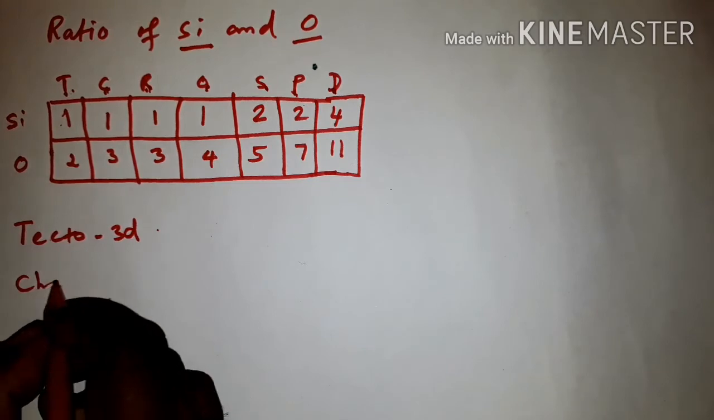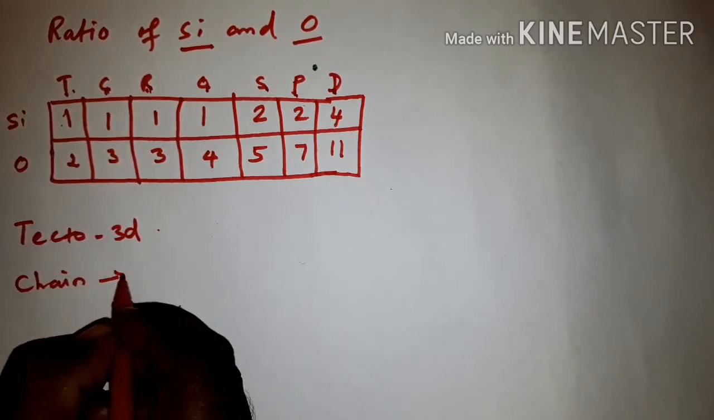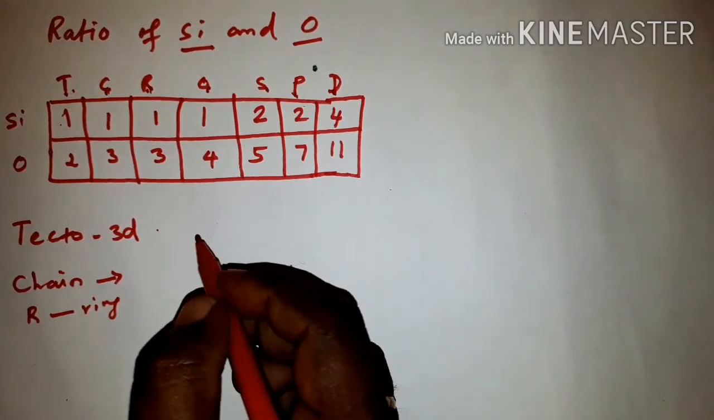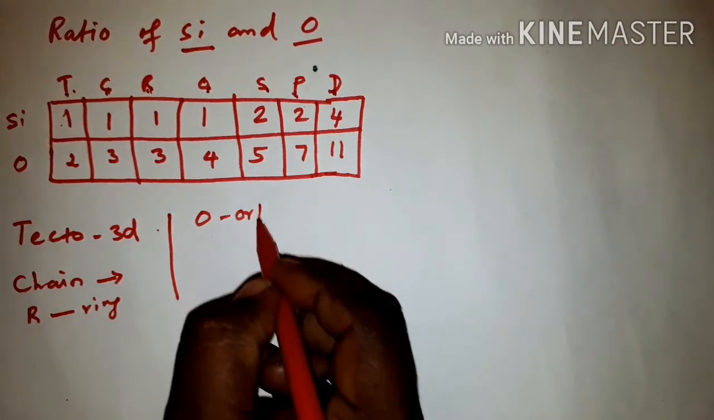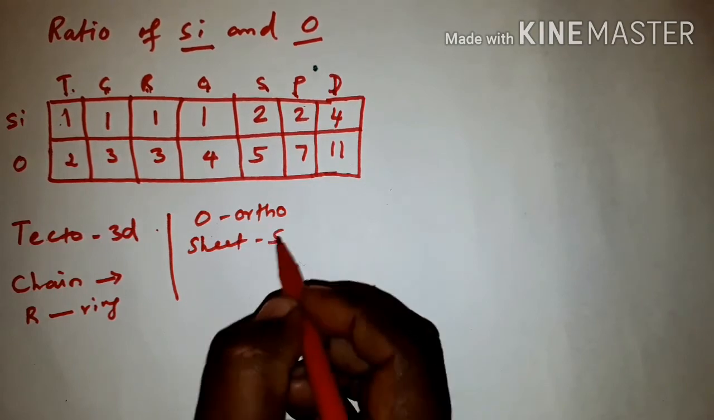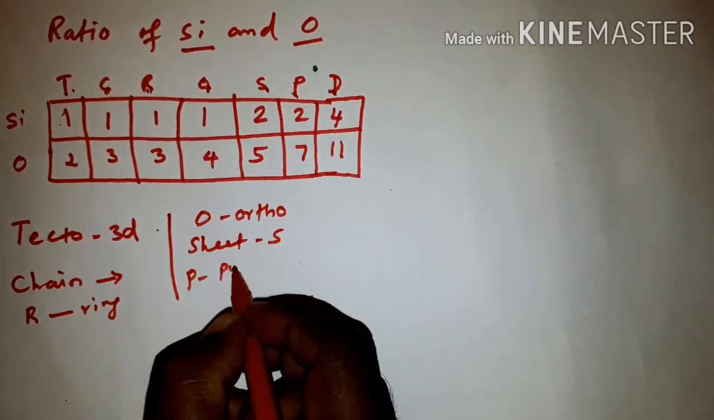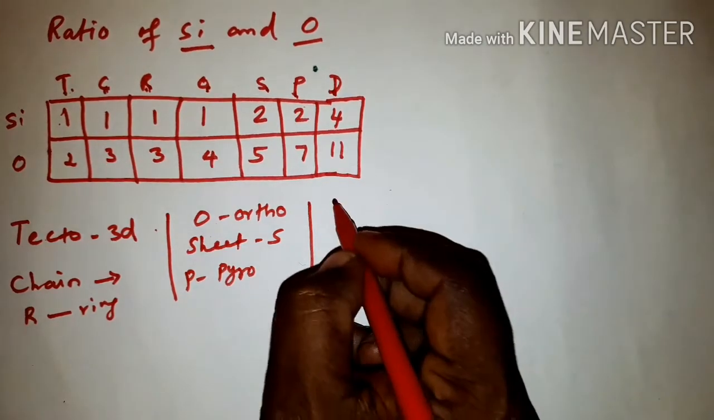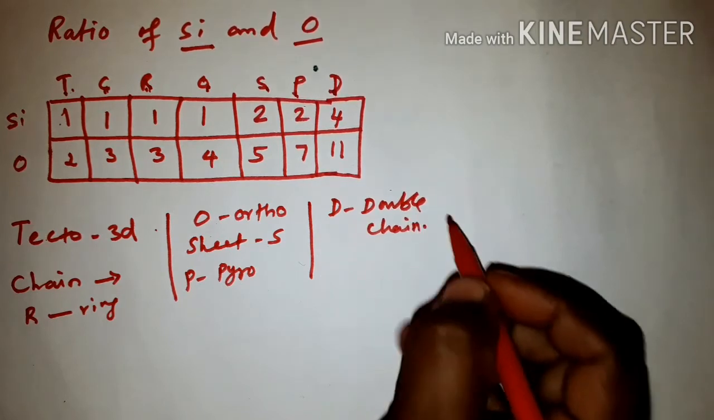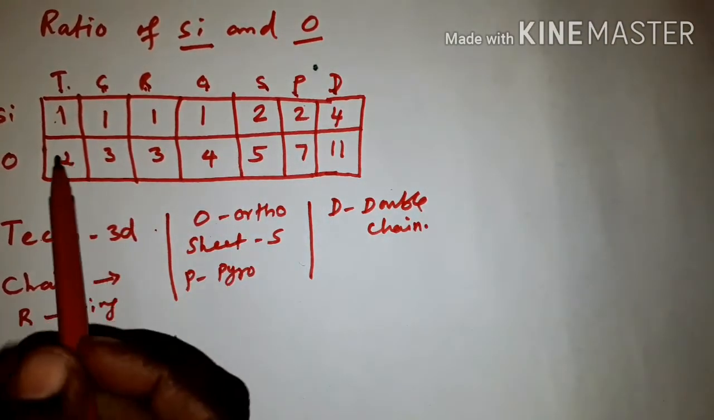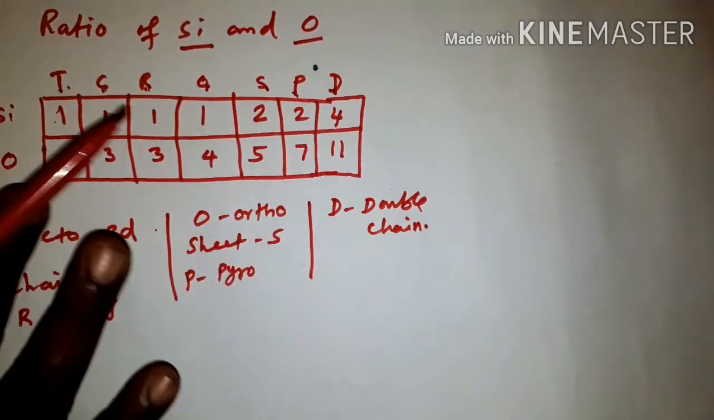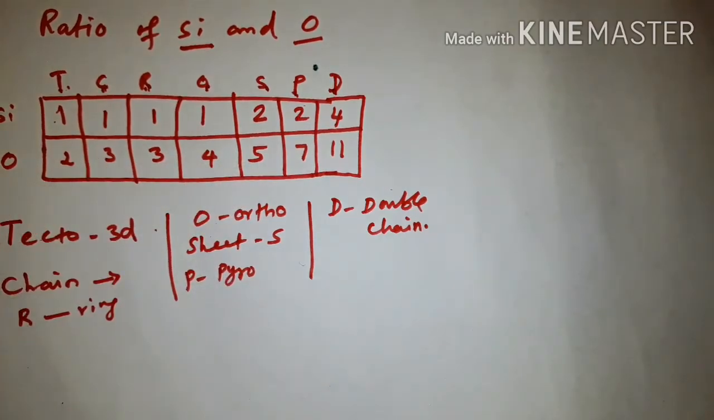C means chain silicates. R means ring silicates. Next one, O means orthosilicates. S means sheet silicates. Then P means pyrosilicates. Then D means double chain silicates. You can check in each type the number of silicon atoms and the number of oxygen atoms. So this is the short trick to keep in mind the silicon and oxygen ratio.